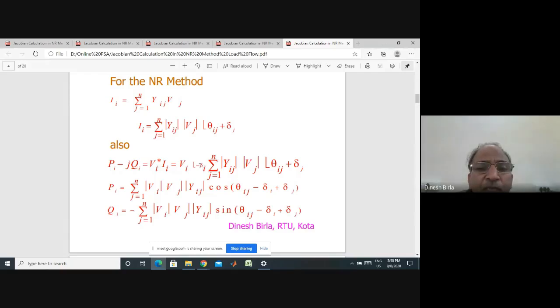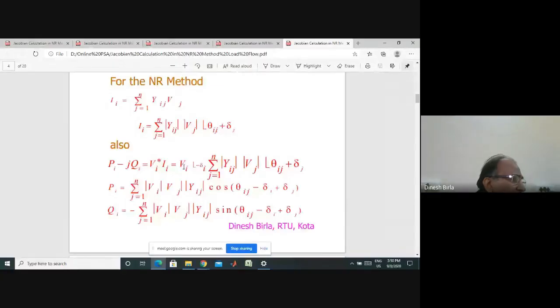See, Vi star means the complex conjugate of Vi. Likewise, in Gauss-Seidel analysis, we discussed that if Vi is equal to 1.04 plus j 1.1, let us say, then the complex conjugate will be 1.04 minus j 1.1. So we expressed that in rectangular coordinates. Now here we have got polar coordinates.